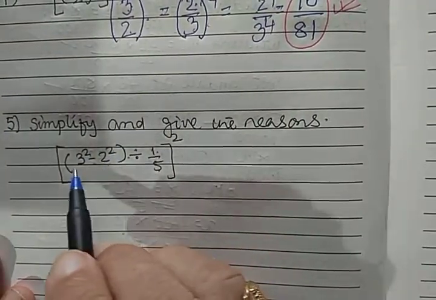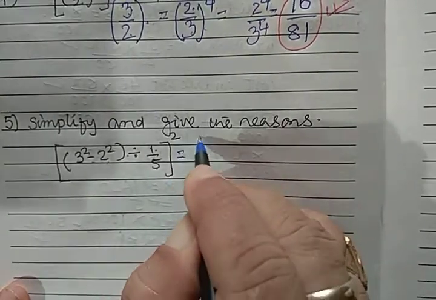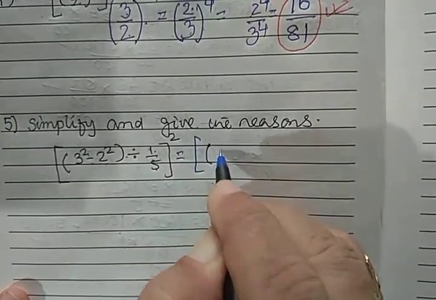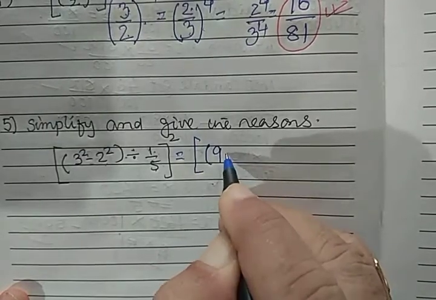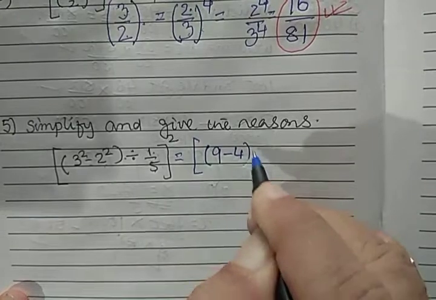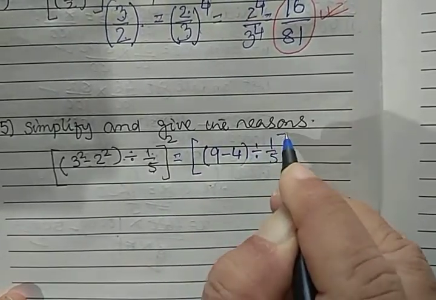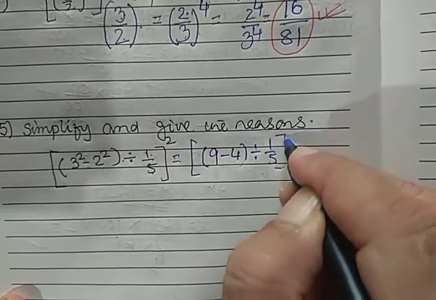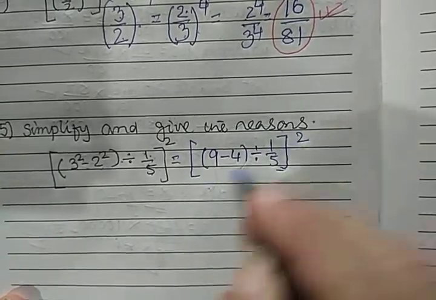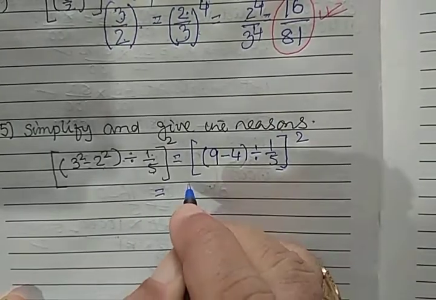First of all, we have to simplify in the bracket. 3 square minus 2 square means what? 3 square, 9. Minus 2 square, 4. Divided by 1 by 5 whole square. Clear? So 9 minus 4 how much? 5.